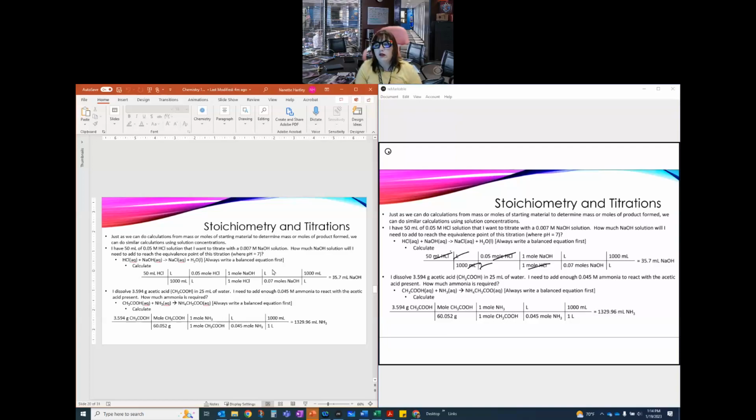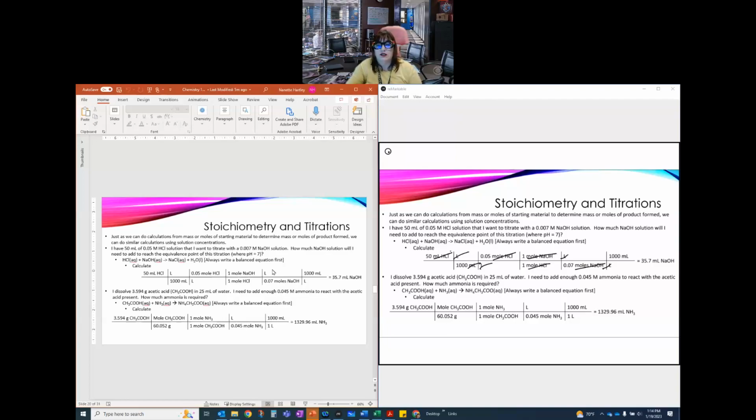So we need the molarity of this solution that we have. So we go from moles of NaOH, divide by the molarity of the NaOH. That cancels the moles of NaOH. That gives us an answer in liters of NaOH, but we don't want an answer in liters. We want it in milliliters. So we do the conversion from liters to milliliters, and that gives me 35.7 milliliters of NaOH that is required to do that. So that's one of the things that we can look at.